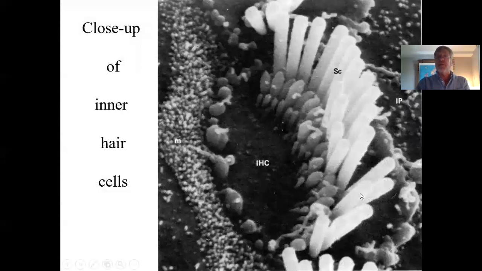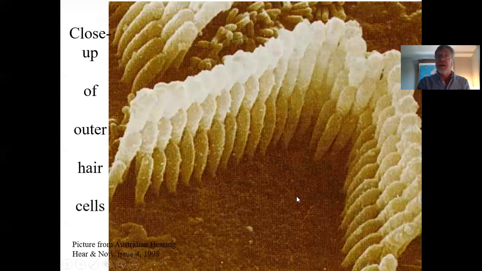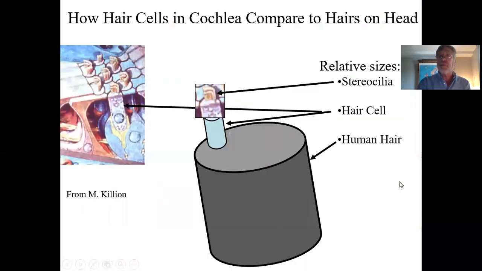So a close-up of the top of an inner hair cell, the tall choir boys at the back and the short choir boys at the front. Here's the top of an outer hair cell. And again, the short stereocilia at the front, the taller ones at the back. How hair cells compare to hairs on a head, okay? A hair cell compared to a human hair, and don't forget you've got 50 to 100 stereocilia on top of each cell. So here you're taking the hair cell, comparing it to the size of a human hair in gray.